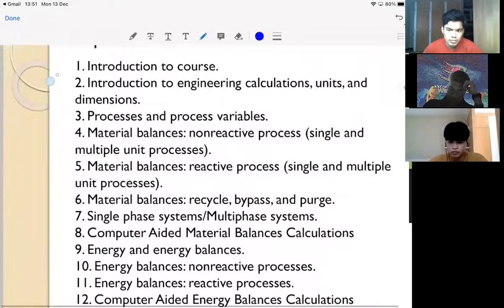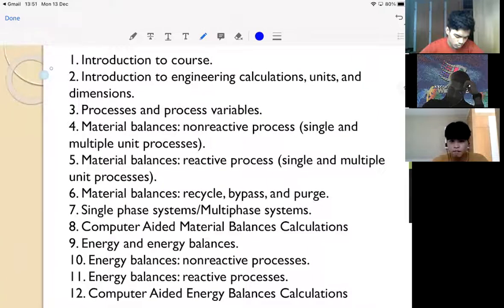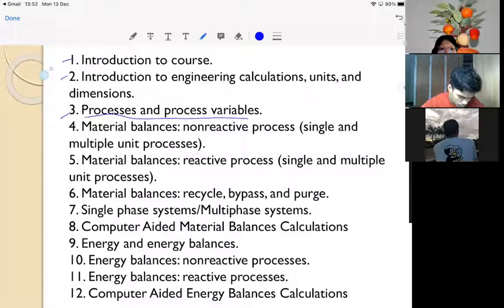Okay, and this shows you the topics that we will talk about: the mass and energy balance. And the second topic, we will introduce you to the basic calculation technique, the unit and the dimension. The third topic, we talk about the process and variables, like the temperature, the pressure, what is the unit of temperature, what is the unit of pressure, what is the force, the weight, the concentration, the flow rate, the mass fraction, the molecular weight, something like this.